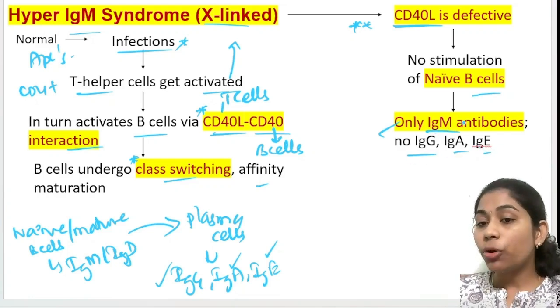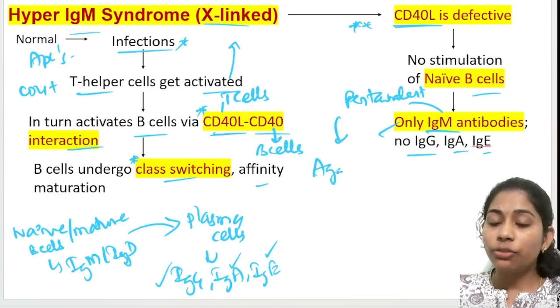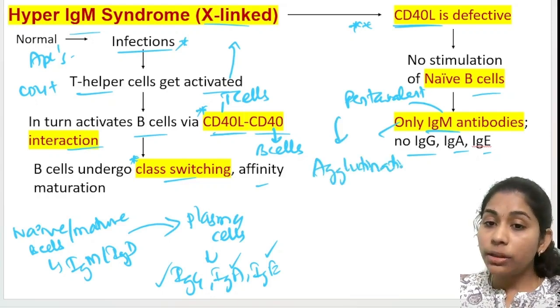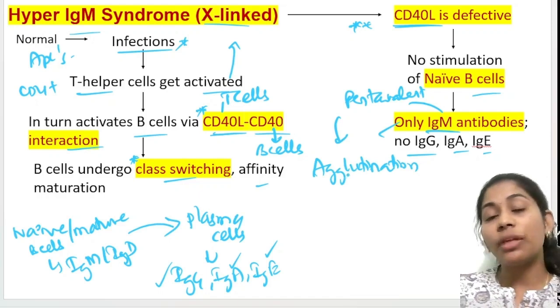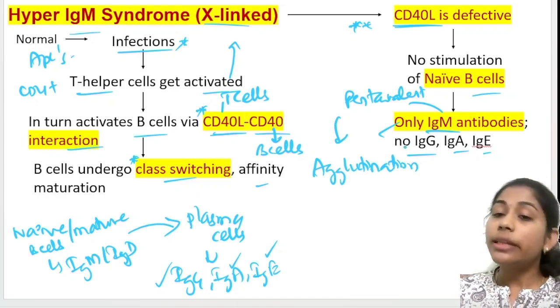Why is it a syndrome? Because these IgM antibodies are pentavalent, right? So what will they do? Being pentavalent, they will cause agglutination of RBCs, they will block the blood vessels and cause gangrene of the limbs, everything. So many symptoms will be there, okay, that's why it's a syndrome. So this will happen in this condition.